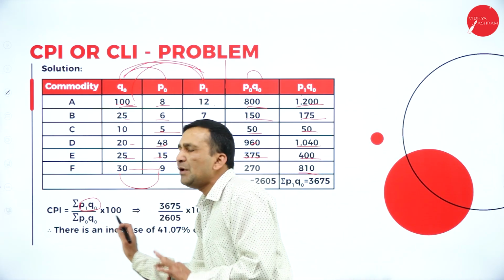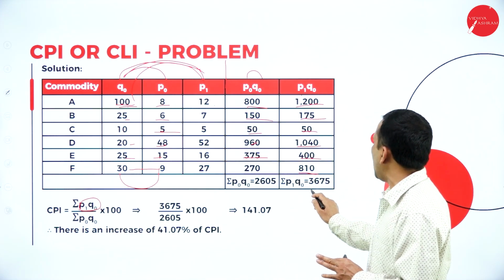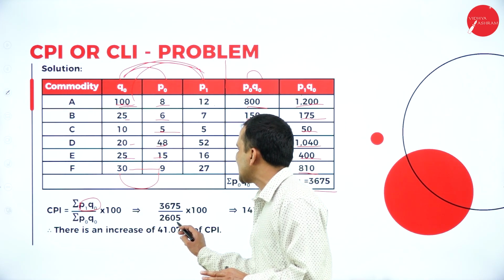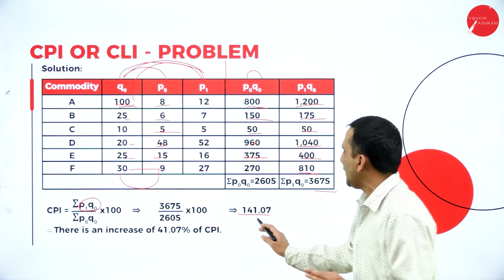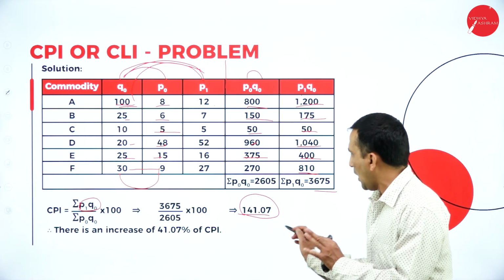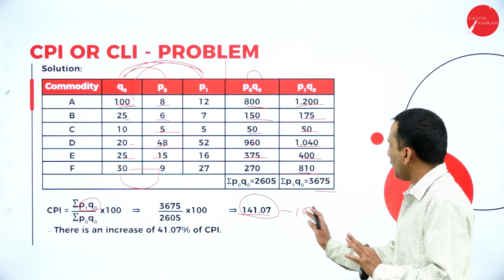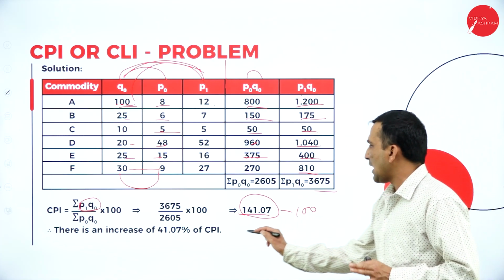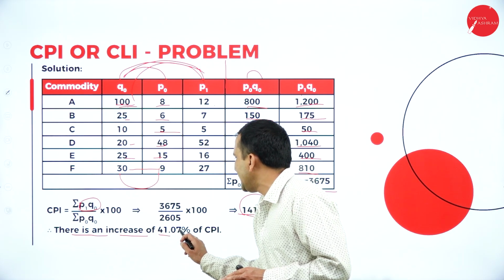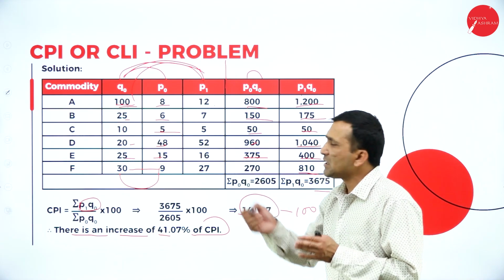Now we can simplify this formula. In the numerator the sigma P1 Q0 value is 3675, and the denominator is 2605, into 100. So finally we got the index after calculation as 141.07. Now we need to subtract the base year, which we do for all problems, so we get the difference. There is an increase of 41.07% in CPI, the cost of price index, or you can say cost of living index.